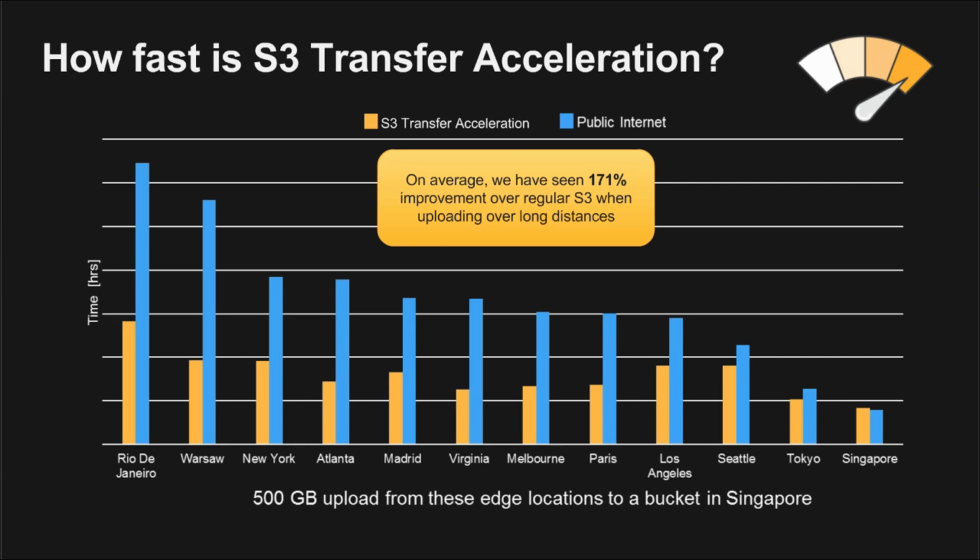Now, as we start to move to the left, we're getting farther and farther away from the end user or from the bucket, and you can see that all the way at the left, when we get to Rio de Janeiro, with S3 Transfer Acceleration it does take longer than if we were connecting locally inside of Singapore, but we are at less than half of the amount of time that it would take to go over the public internet.